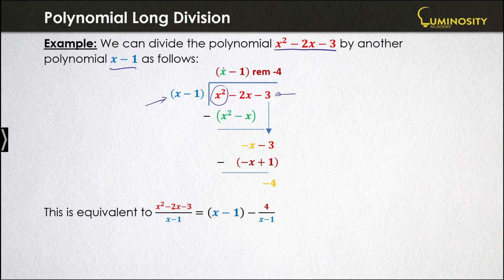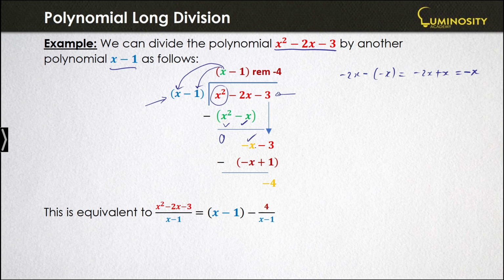Well, if I multiply x by x minus 1, I get x times x is x squared, and x times negative 1 is negative x. So now I'm subtracting that from the dividend. x squared minus x squared is 0x squared. Negative 2x minus negative x is the same as negative 2x plus x, which just leaves you with negative 1x left over. So that's where that negative x comes from. And then the negative 3 gets brought down. And then again, we repeat the algorithm.